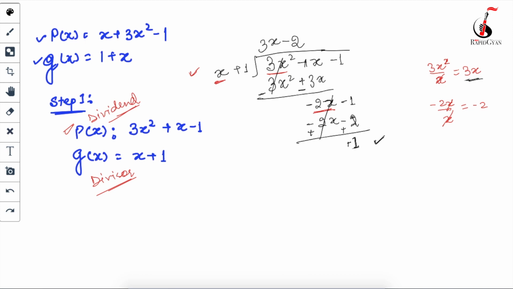In case of polynomials, I will write the remainder like R(x). The degree of remainder should always be less than the degree of your divisor, which is G(x). Just remember this, that the degree of remainder should always be less than the degree of G(x). Then only we can say that this is your remainder.